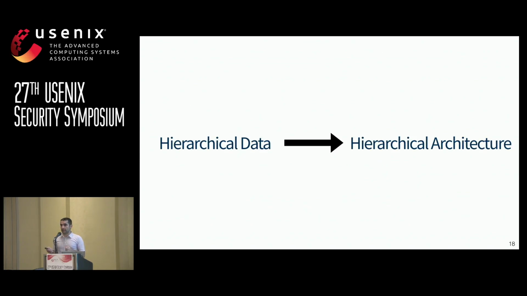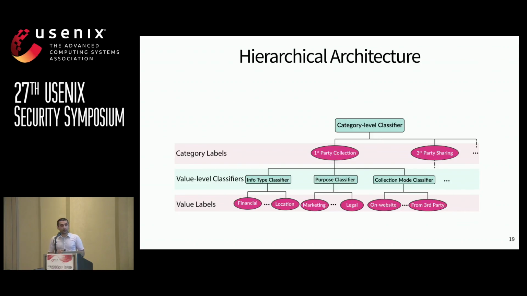So given hierarchical data, we thought the best model would be a hierarchical model, or a hierarchical architecture. So our architecture looks like this. We have at the high level a category classifier that tells us what is the category of each segment. On the lower level, we have value level classifiers that tell us, for example, what is the information type. And it's important to note that this low-level classifier only makes sense given that this is a first-party collection. So we don't care about the information type if we are talking about, for example, policy change. So they are interpreted in context of the categories.